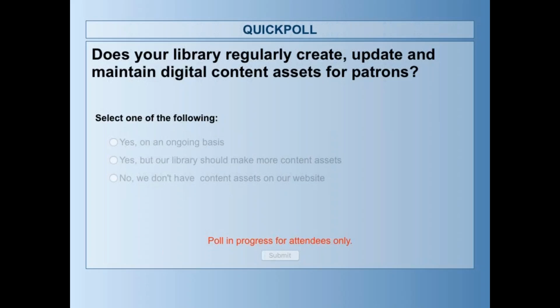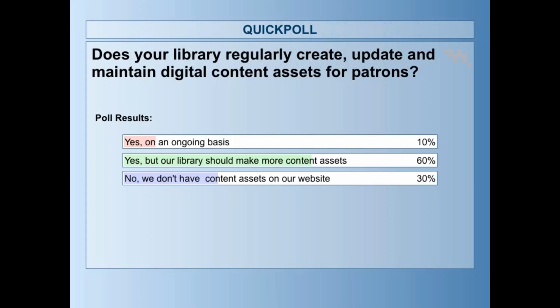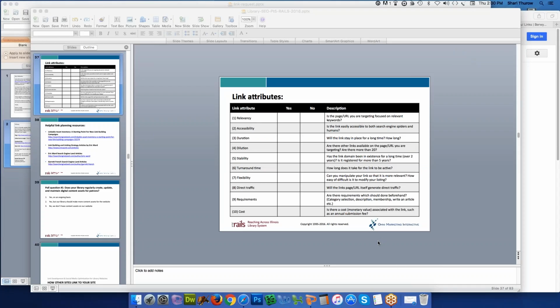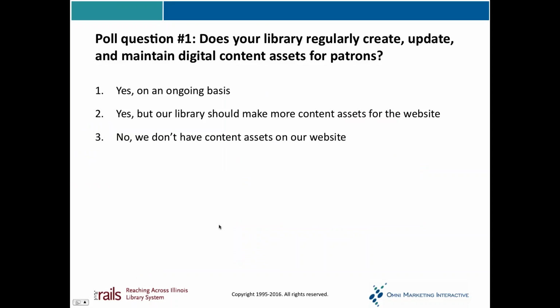All right, looking like the middle option is the winner. I'm not surprised, because when I looked at a lot of the Illinois library sites, I did see content assets, and I think that's fantastic, because remember, I'm in academia as well as the corporate world, and I deal with so many corporate websites that don't have content assets. So the fact that librarians have content assets on library sites is fantastic. So good for you guys.